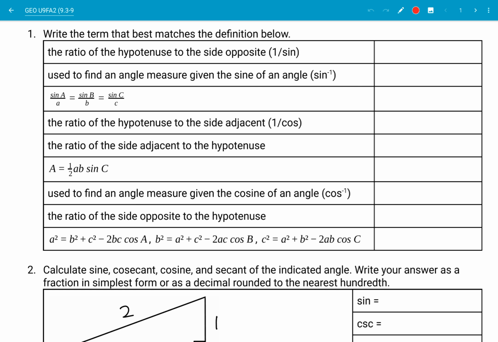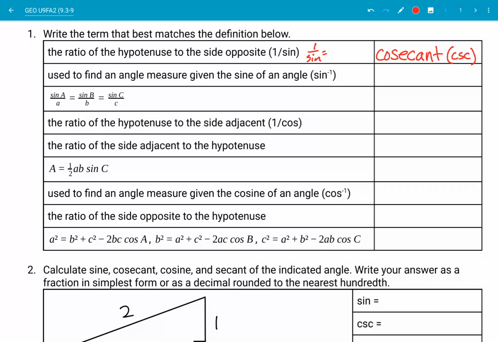Question 1 asks us to write the term that best matches the definition below. So the first term is the ratio of the hypotenuse to the side opposite, and we know that 1 over sine is equal to cosecant. This one is cosecant. This is abbreviated as CSC.